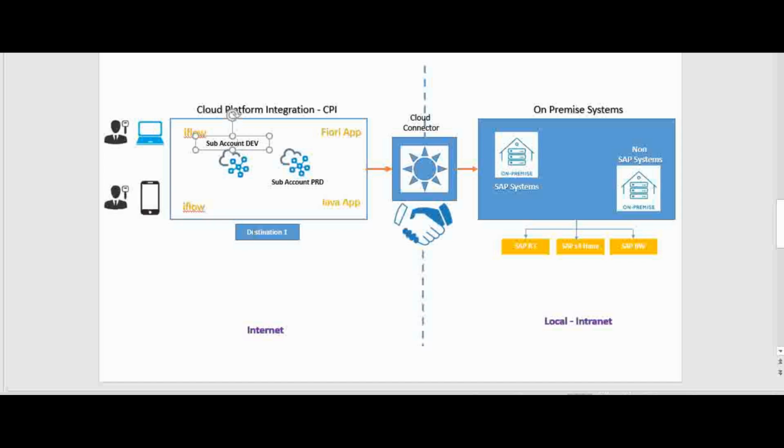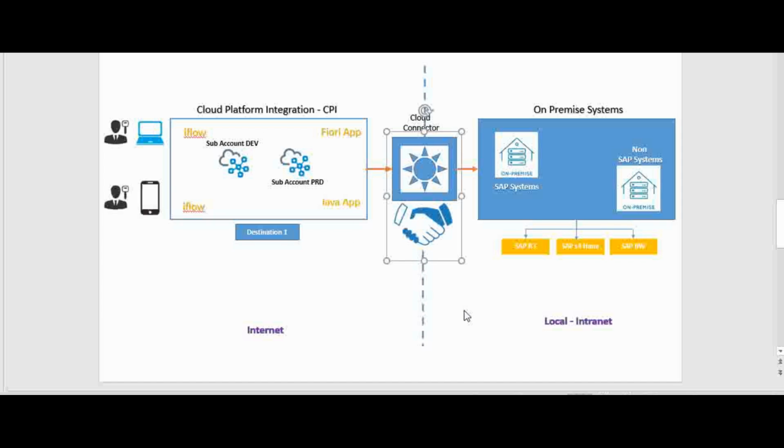Now we created one subaccount in the CPI for development, so the subaccount ID will be some XYZ. Now this cloud connector will register the subaccount name inside this. How to do this cloud connector configuration and this handshake, we will see in the next class separately for the cloud connector only.